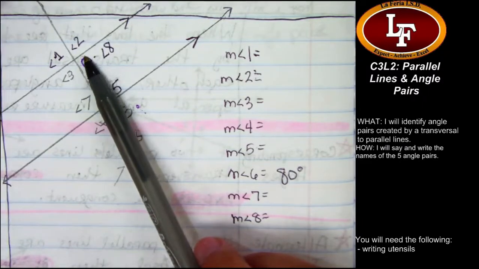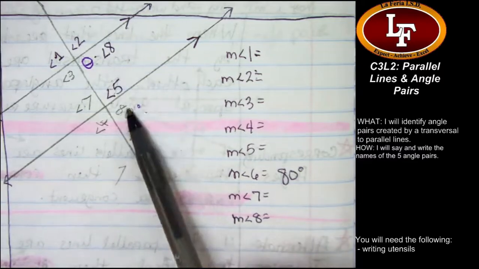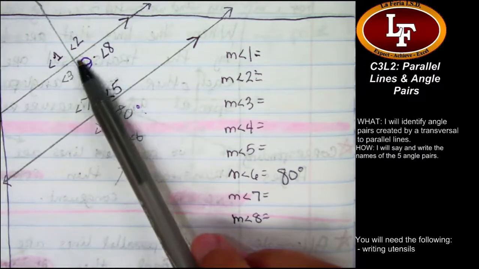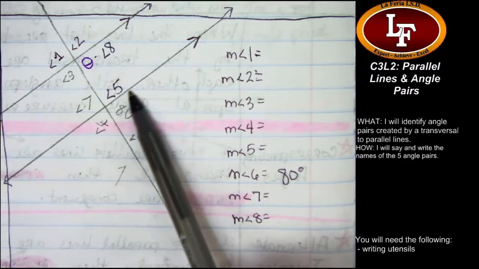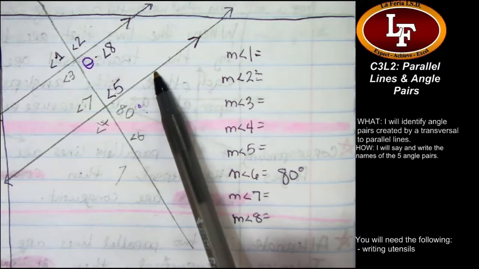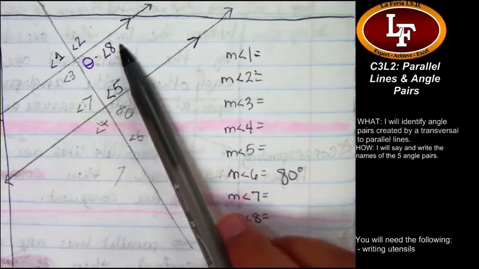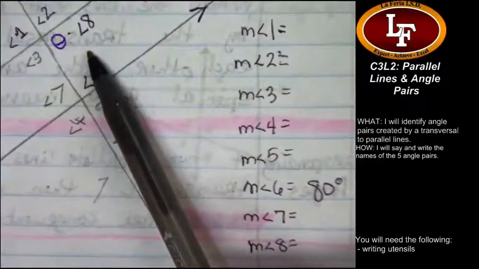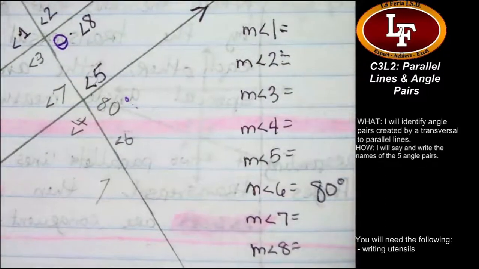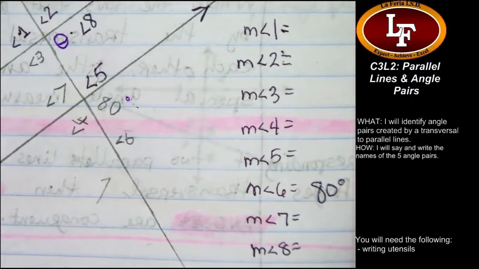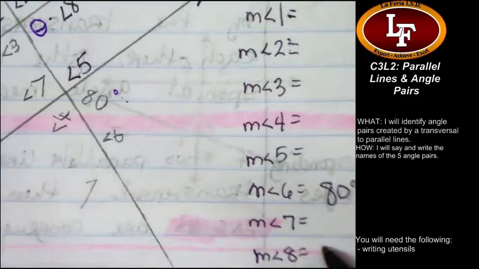So one of the angles needs to be outside and the other one needs to be inside, but you have to have each angle touching a different line. What about angle number 8? Your corresponding angle is number 8, angle theta. And since corresponding angles are congruent, what is the measure of angle 8?